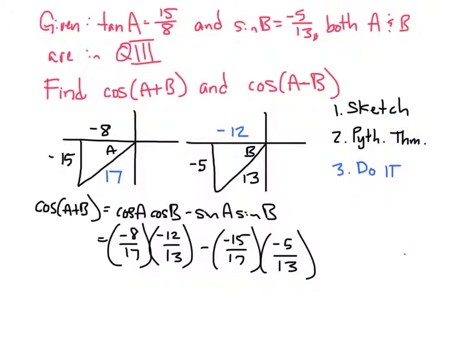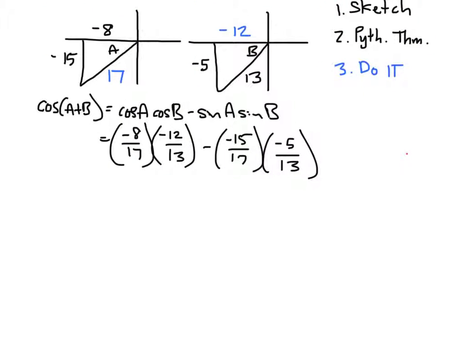Okay, now we're going to just multiply the numerators, multiply the denominators. Notice that they both have the same denominator, 17 times 13. So negative 8 times negative 12 is positive 96 over 221. Minus negative 15 times negative 5 is positive 75 over 221. So the cosine of angle A plus B is 21 over 221.